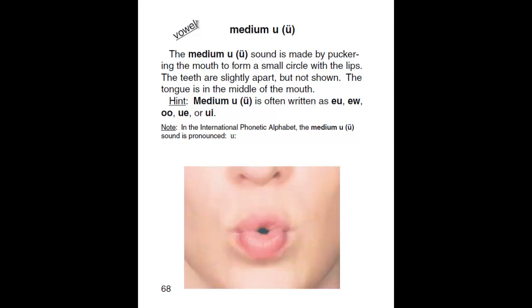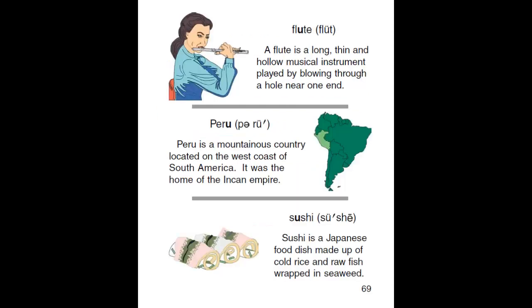Medium U. Ooh. The medium U sound is made by puckering the mouth to form a small circle with the lips. The teeth are slightly apart but not shown. The tongue is in the middle of the mouth. Ooh. Flute. Peru. Sushi.